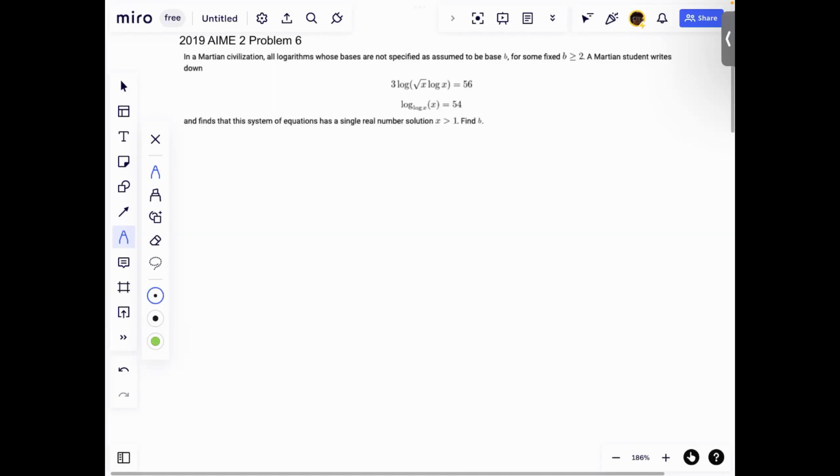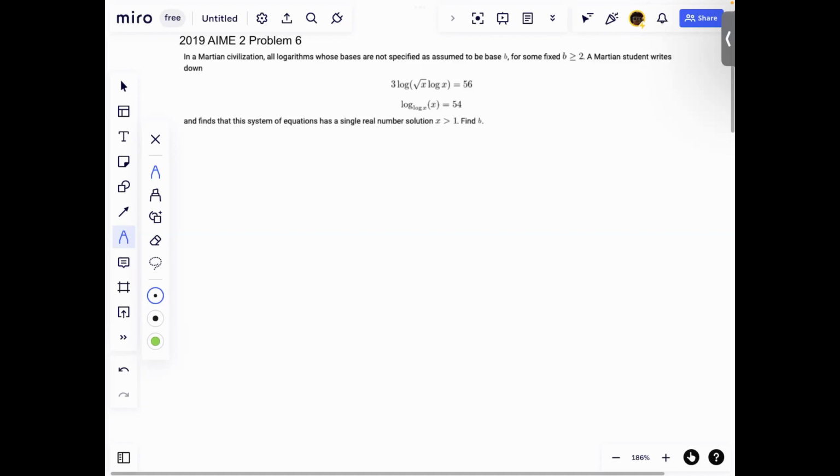Okay, so it's been about 2 minutes, so I'm gonna start explaining it. So it says, in a Martian civilization, all logarithms whose bases are not specified are assumed to be base b for some fixed b greater than or equal to 2. A Martian student writes down 3 times the log of square root x times log of x is equal to 56, and log base log of x is 54, and finds that this system of equations has a single real number solution x greater than 1, and we want to find b.